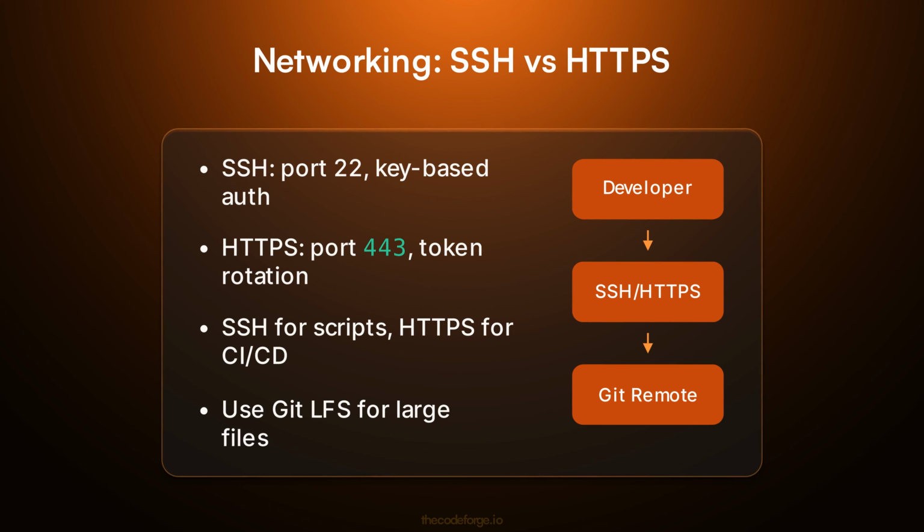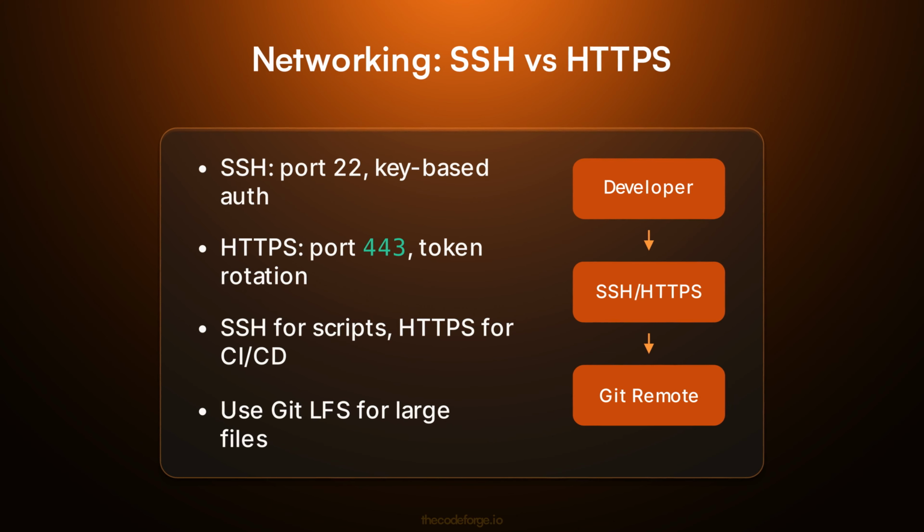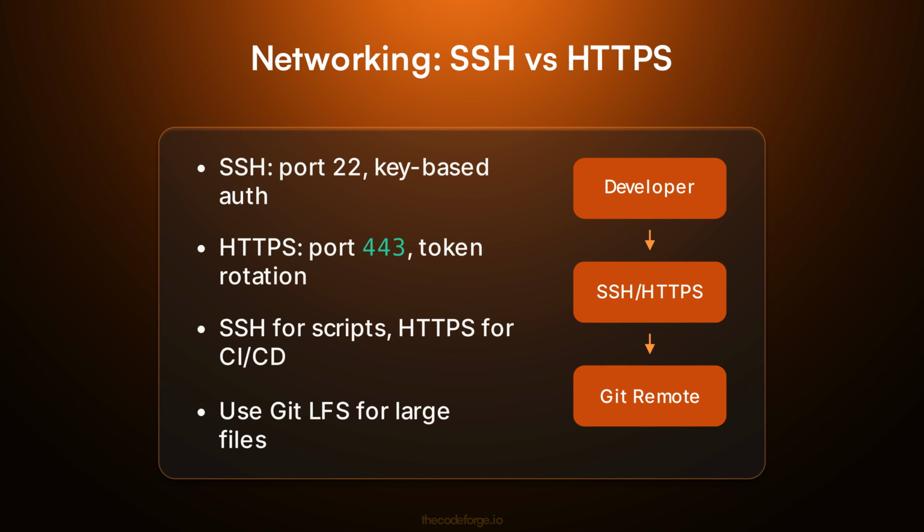Git communicates over SSH or HTTPS. SSH uses port 22 and key pairs, ideal for scripts. HTTPS uses port 443 and credential helpers, common in CI/CD. For large binary files, use Git LFS to avoid transferring full objects every push.